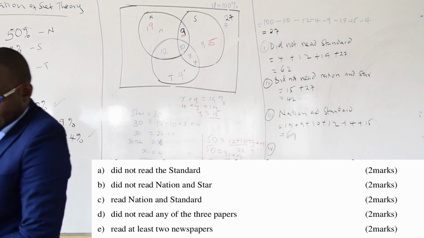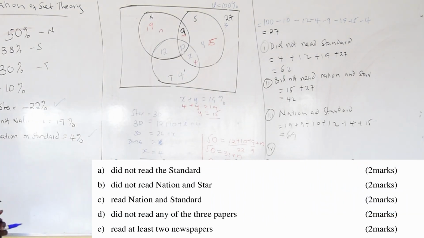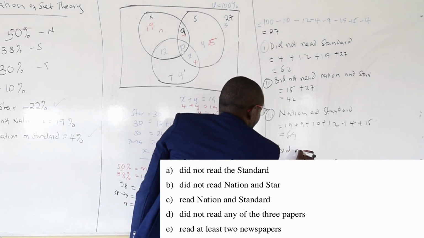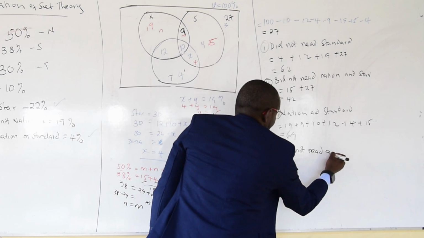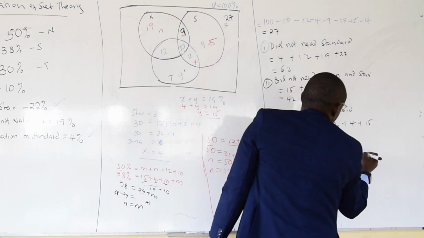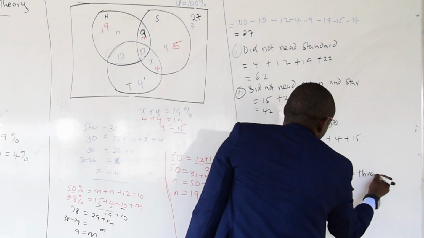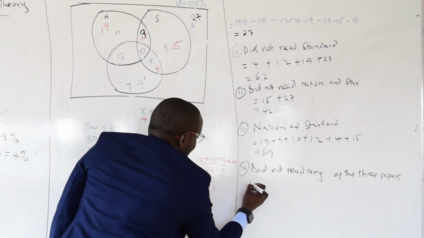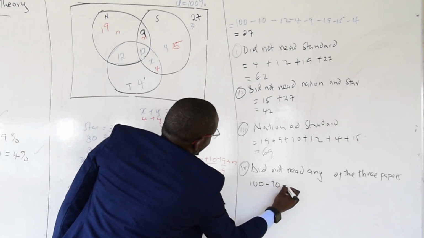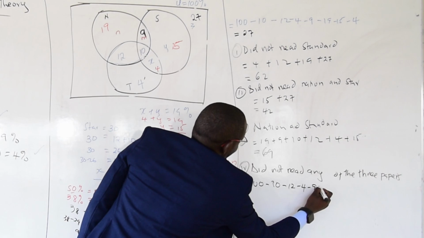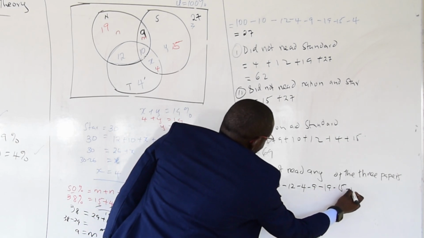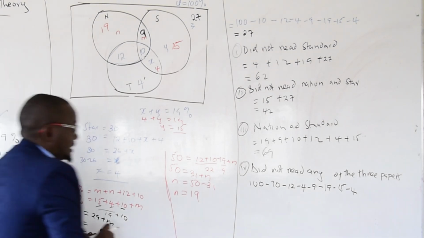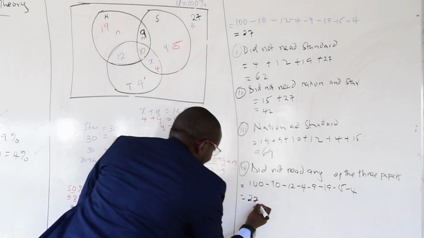We are also told those that did not read any of the three papers. It's here. So that is computed by 100 minus 10 minus 12 minus 4 minus 9 minus 19 minus 15 minus 4. That will give us those that did not read any of the three papers, which is actually 27.